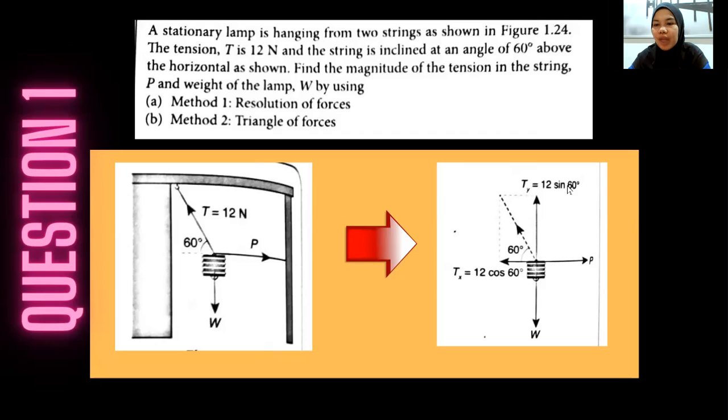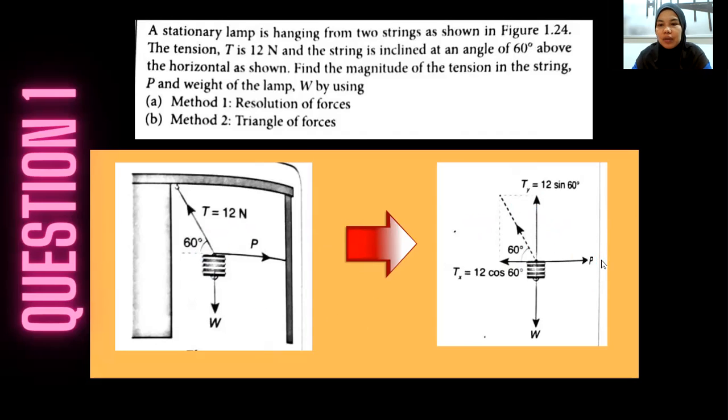How to resolve the force? You have to draw the triangle. It's easier if the angle is attached from the tension towards the x-axis, we use cos. If the angle is not touching the y-axis, we use sine. Also, this is a right angle, so the total angle is 90 degrees. You also can use cos 30. 12 cos 30 is equal to 12 sine 60. So I think there is no problem for this question.